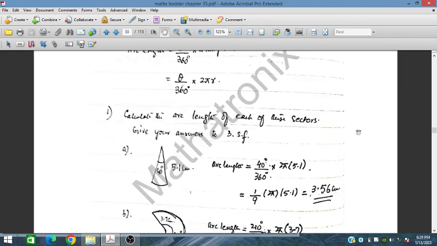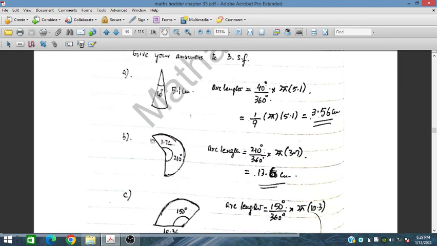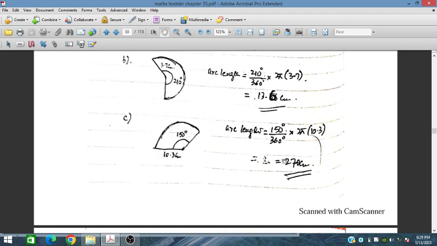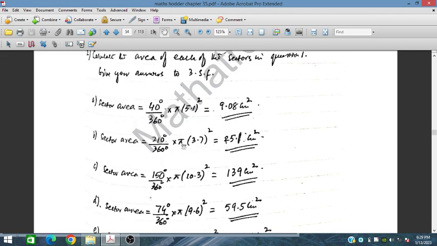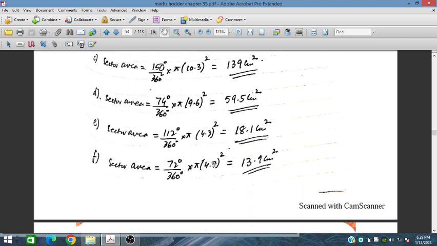Similarly for the second problem, 3.7 is the radius and the angle is 210 degrees. So here we will write the area: 210 over 360 into pi into 3.7 squared, and the answer is 25.1 centimeters squared, and similarly the other ones. So this is all easy. We have theta, 30 degrees, and then this is the radius. This is all pi radius squared.